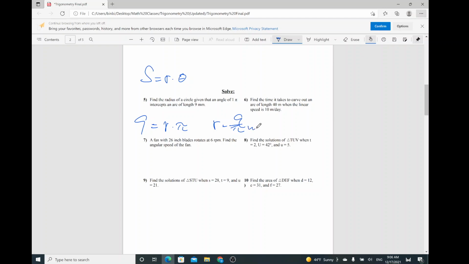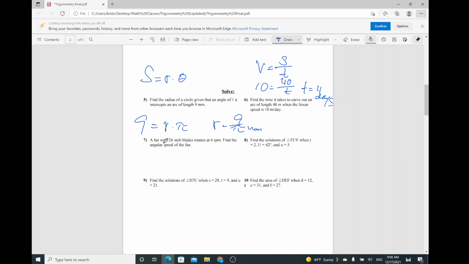The unit is millimeters. Next, find the time it takes to carve out an arc length of 40 meters when the linear speed is 10 meters per day. Linear speed is always the arc length divided by the time. It's already given that the linear speed is 10 meters per day, and the arc length is 40 meters, divided by the time. So 40 divided by 10, t equals 4. That would be 4 days.